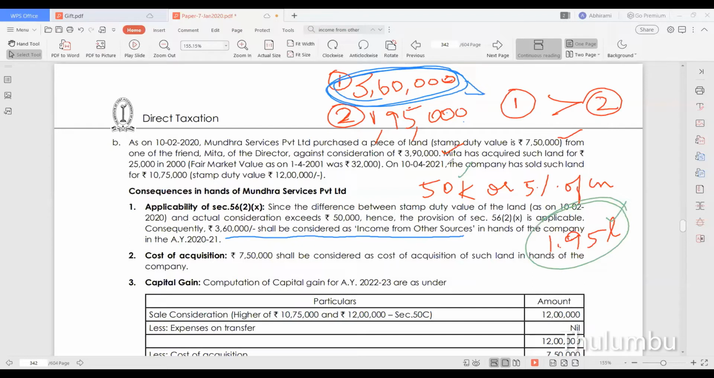So once again I repeat. So first step will be find out the difference between stamp duty value. So sorry, 3,60,000 5%. So sorry, 1.95 is wrong.